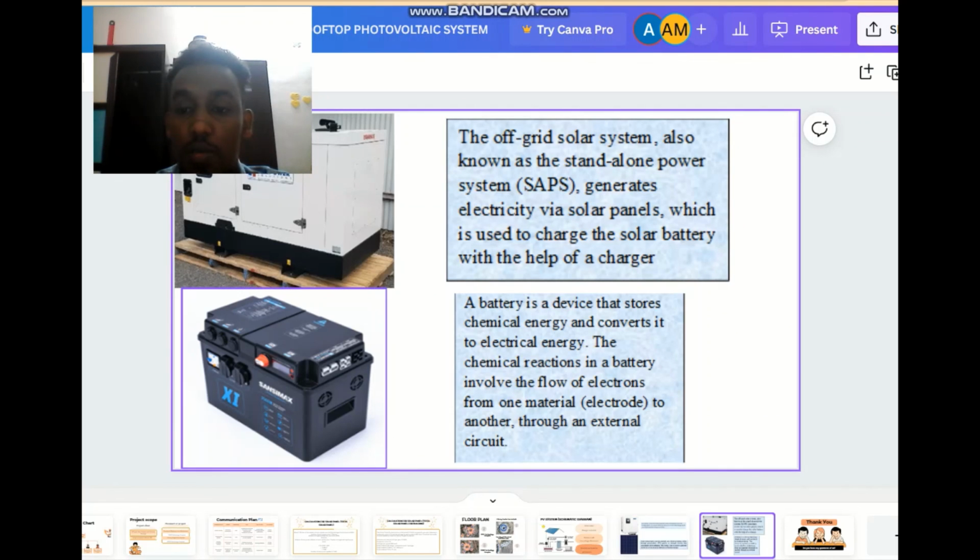The last one is the battery. A battery is a device that stores chemical energy and converts it to electrical energy. The chemical reaction in a battery involves the flow of electrons from one material to another through an external circuit.